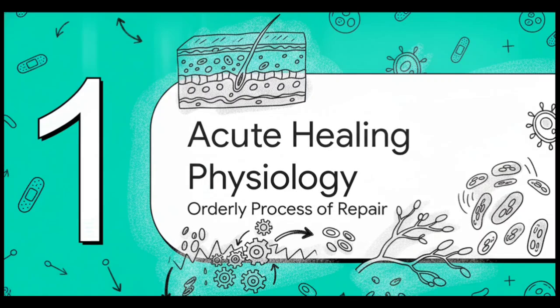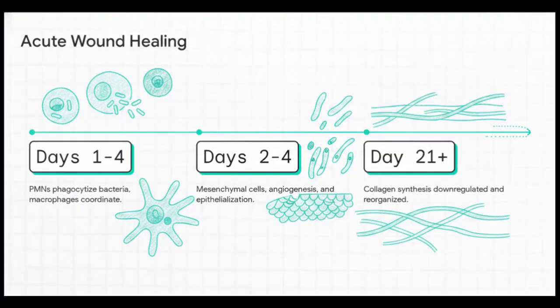Okay, Section 1, Acute Healing Physiology, the orderly process of repair. We're starting way down at the microscopic level to track the normal, sequential process of how a wound actually heals itself. The absolute crucial point here is remembering the exact sequence of cellular arrival. It's like a highly choreographed dance. During that early inflammatory phase, polymorphonuclear leukocytes, or PMNs, completely dominate the first 24 to 48 hours. They're your first responders there to phagocytize bacteria. Then, they're closely followed by macrophages, which step in to coordinate the rest of the healing process.